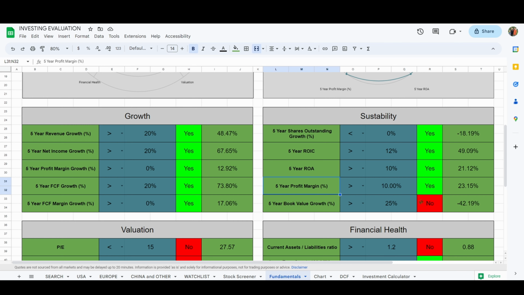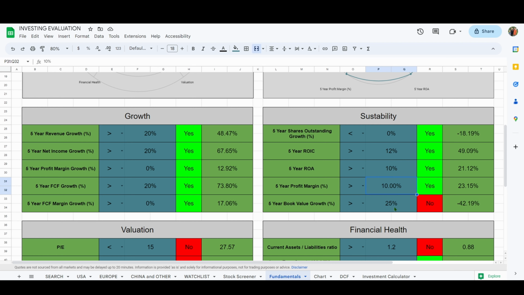Now the 5-year profit margin should be above 10% because we want ideally some space for the company to still make money. If the profit margin is like 2% and inflation is 10%, then the next year they're most likely going to be incapable of hiking their prices because of their profit margin that is so low at 2%. So we ideally want to see this above 10%.